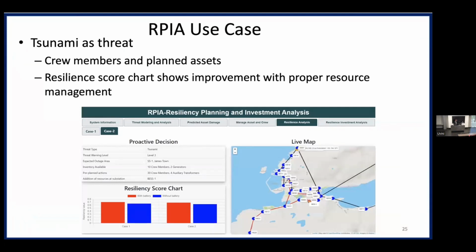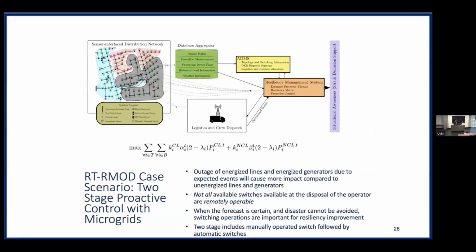So this is specifically for tsunami, which we worked on with an Alaska utility, and they asked us to tell them our threat against tsunami. In this case, we wanted to know about crew members and plant assets, and also a resiliency score or resiliency metric chart. And this is basically the Alaska system in Cordova, Alaska.